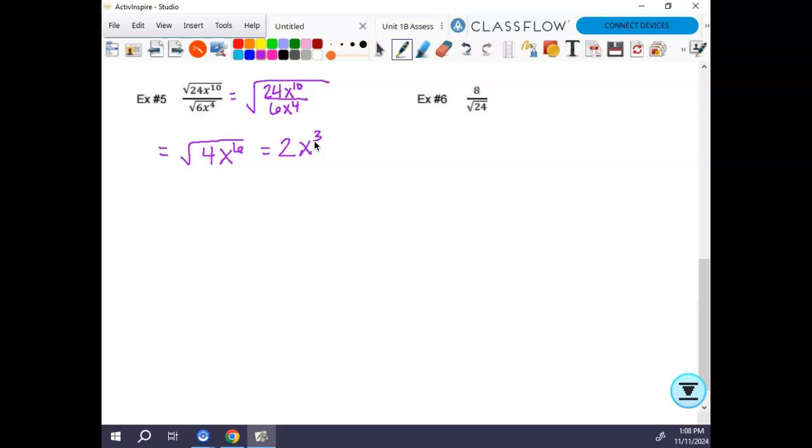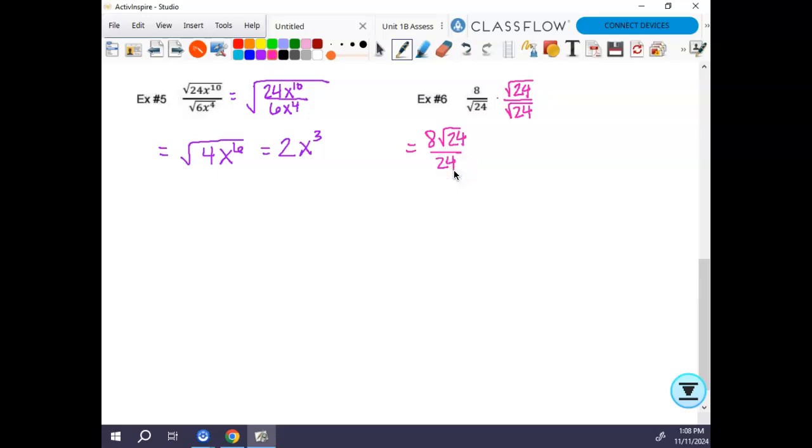Now, in example 6, do you think we could reduce the square root of 24? I think we probably can. But even if you can, you don't have to at the beginning. It's kind of a preference, whichever way you'd prefer to do it. But it's fine to just say, okay, I'm just going to go ahead and rationalize this, because even though that's a bigger number, it doesn't make anything any more difficult. So this gives me 8 times the square root of 24 over 24.